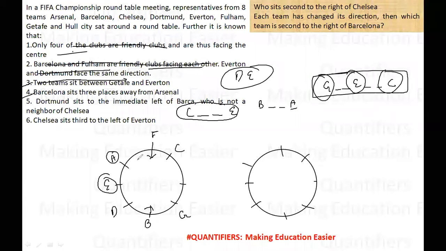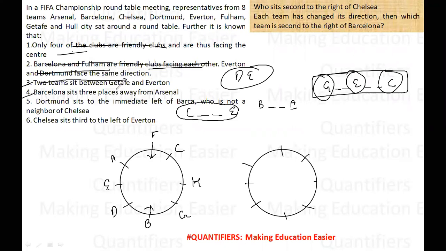Now if I see, A has only 1 spot left, so A must be here. Done. And the only team left is H. H is the Hull City team. So now I have determined the positions of the teams. Is there any hint using which I can find a team's direction?